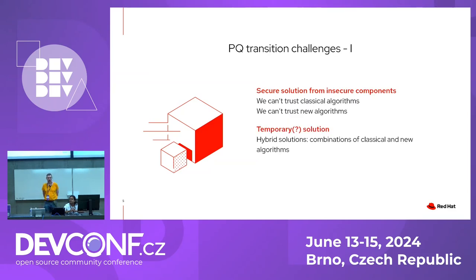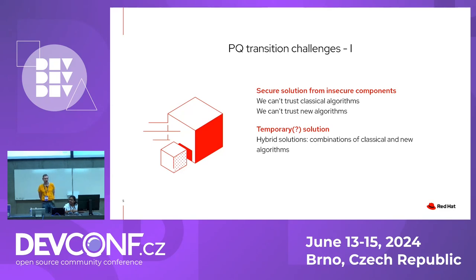But of course, every algorithm transition has a lot of challenges. In case of post-quantum transition, the challenges are quite special because we definitely know that if quantum computers emerge, classical algorithms can't be trusted anymore. But classical algorithms have been studied for 40 plus years, and there are no obvious vulnerabilities in them. And we are not so sure about post-quantum algorithms. For example, one of the algorithms has been studied for several years and was chosen to the third round of the NIST competition, but was found completely broken, and it was a pity.